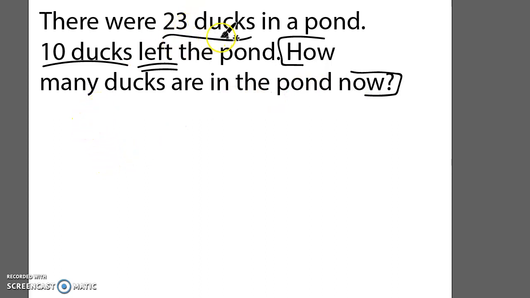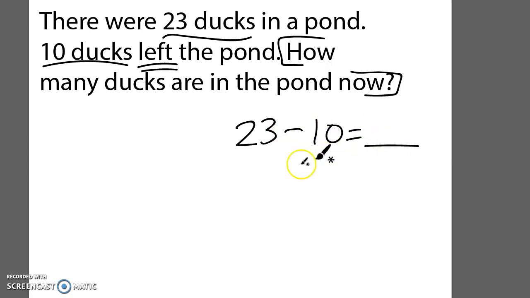So we know that there are 23 ducks in the pond, and then 10 ducks left. So we're going to subtract 10, and then that equals our unknown. So we're going to solve it using place value blocks.